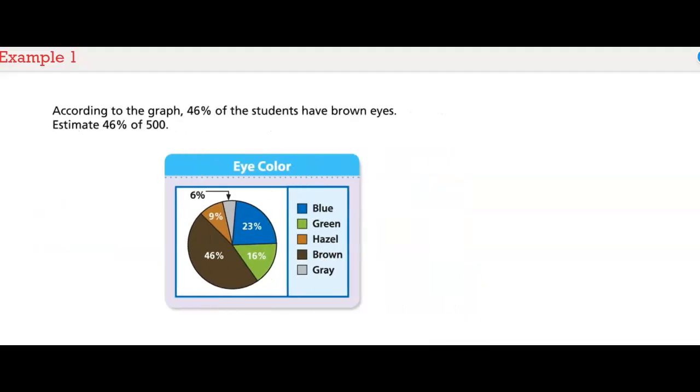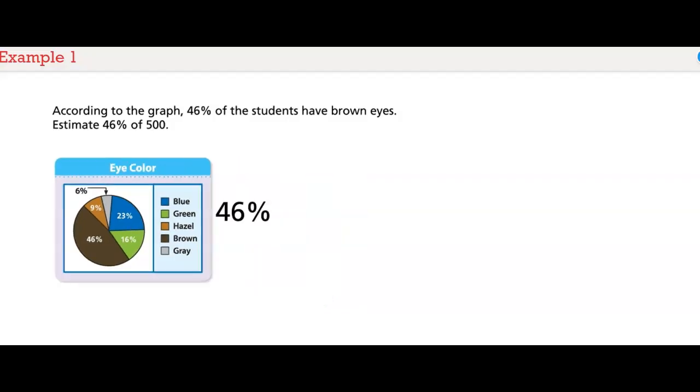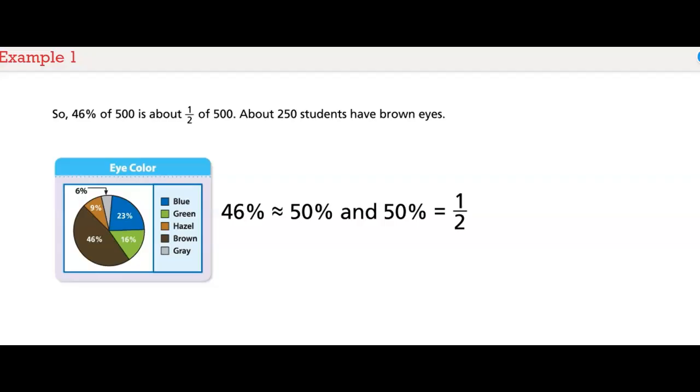According to the graph, 46% of the students have brown eyes. Estimate 46% of 500. So, 46% of 500 is about half of 500. About 250 students have brown eyes.